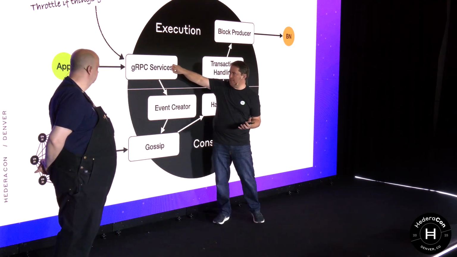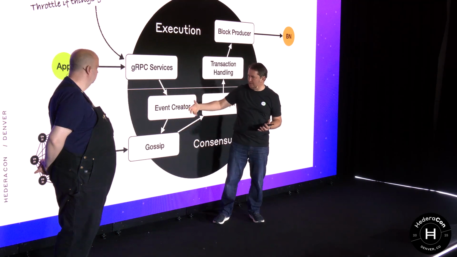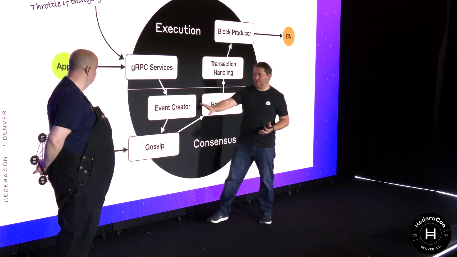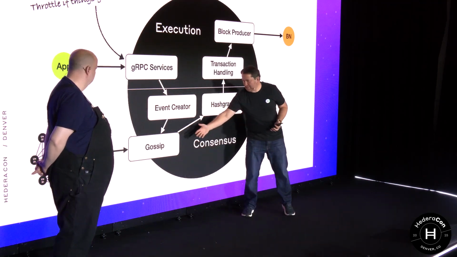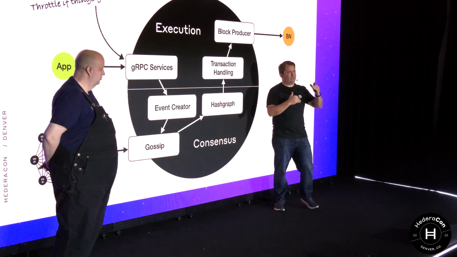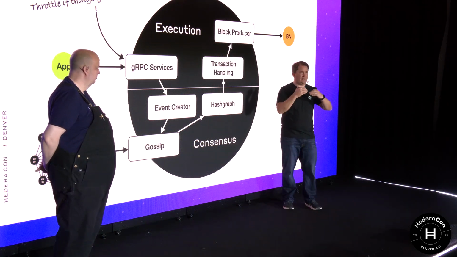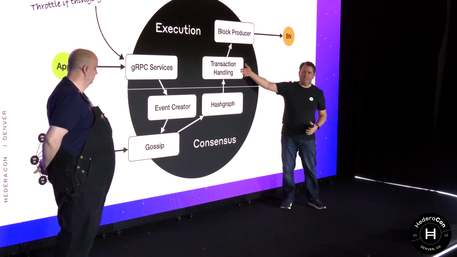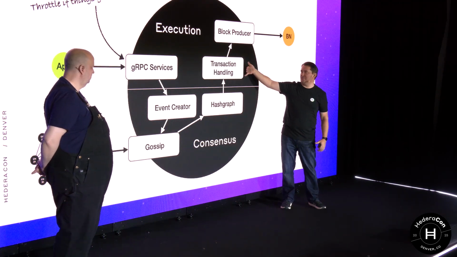So this guy collects some transactions, gives them to the event creator, who creates an event that then gets gossiped to all the other nodes in the network. When it comes out of gossip, it goes to the Hashgraph, and the Hashgraph sorts all of these events or messages in a deterministic order. And then it produces a list of transactions in a deterministic order.